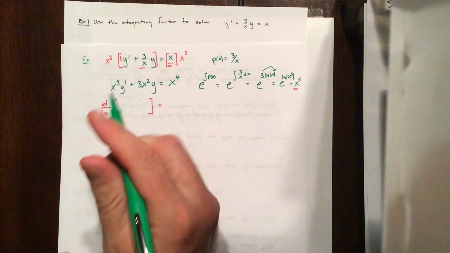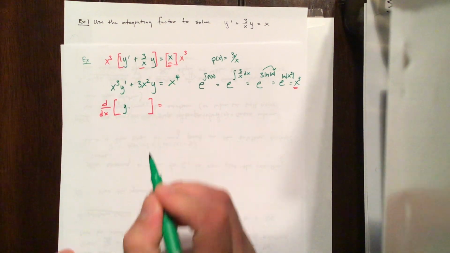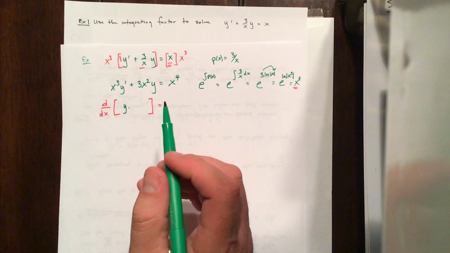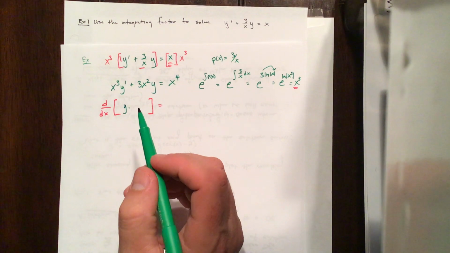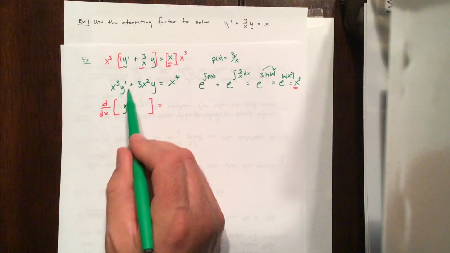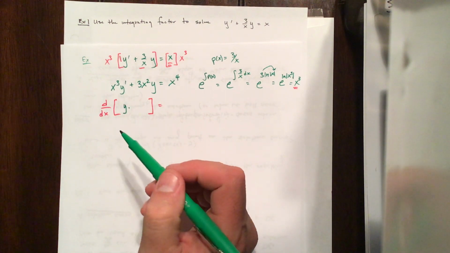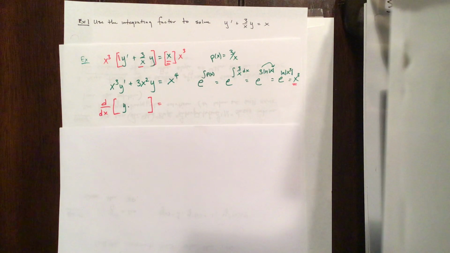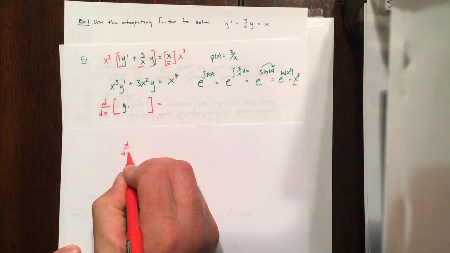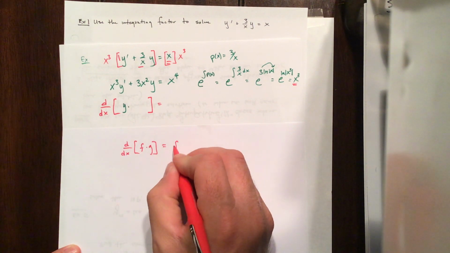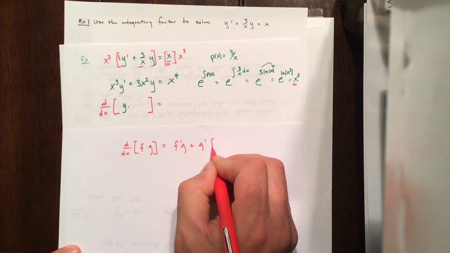Well, it's got to be y times something, because I have y prime here and y there, so I know one of the terms in this summation is going to be y, and the other one's going to be the derivative of y, which is y prime. I said that awkwardly. Here, let me write this down. The product rule says the derivative of f times g is f prime g plus g prime f.